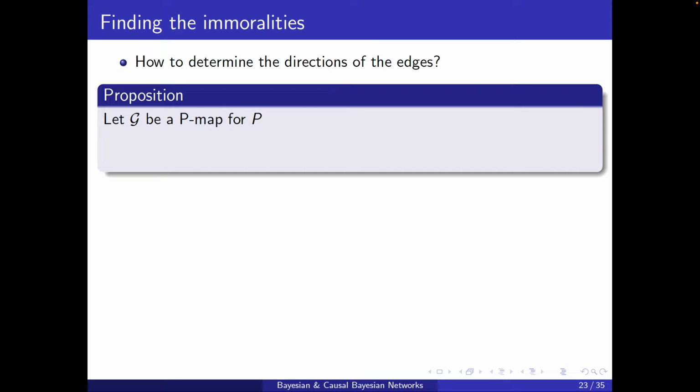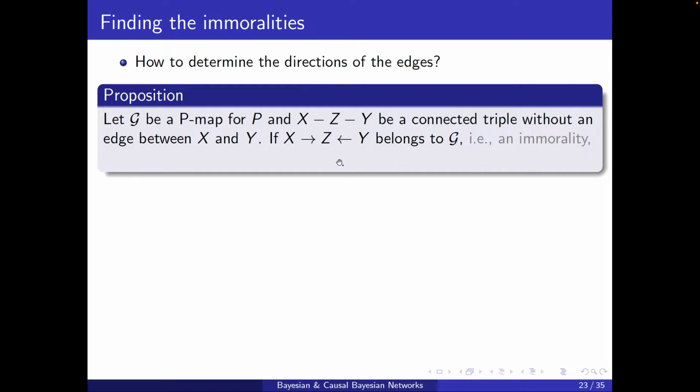Now, the question is how to determine the direction of the edges. Well, I have the following proposition. If I have a P-map and an immorality in that P-map, to recall, an immorality is a triple XZY where X and Y are pointing to Z and there's no link between the parents X and Y. So in a P-map with an immorality, X and Y will never become independent conditioned on U where U contains Z. So conditioned on anything that contains the child node Z, it's impossible for them to become independent. So it's basically a V structure. We're conditioning on the child.